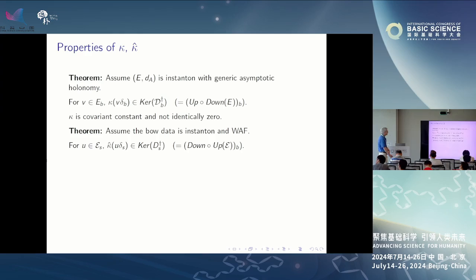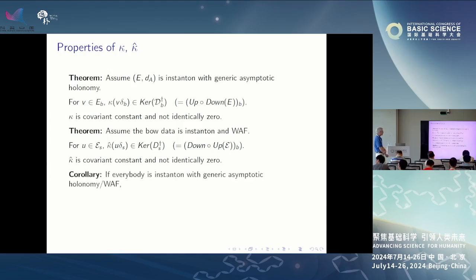which is kind of funny. Once again, kappa hat is covariant constant and not identically zero. So corollary: if everything inside is instanton, and you have either generic asymptotic holonomy if you're in multicentered Taub-NUT, or if you're WAF if you're in the bow, then kappa gives us a connection-preserving isometry between the original bundle and its second Nahm transform.